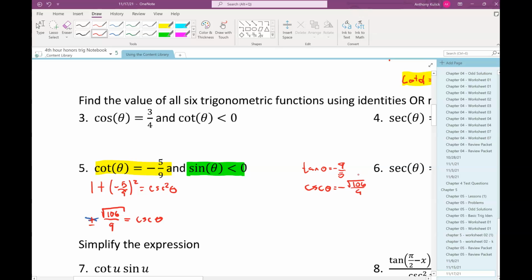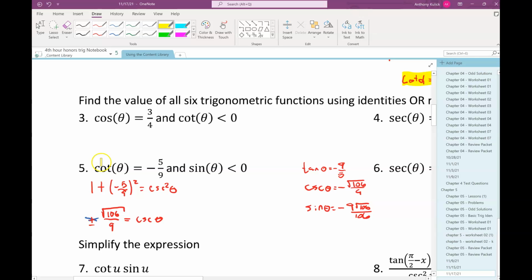Good with that. And then sine is the reciprocal of cosecant. So when I rationalize my denominator, I get negative 9 root 106 over 106. And then my last 2 I have to get are cosine and secant. If I get one, I'll automatically get the other because they're reciprocals.